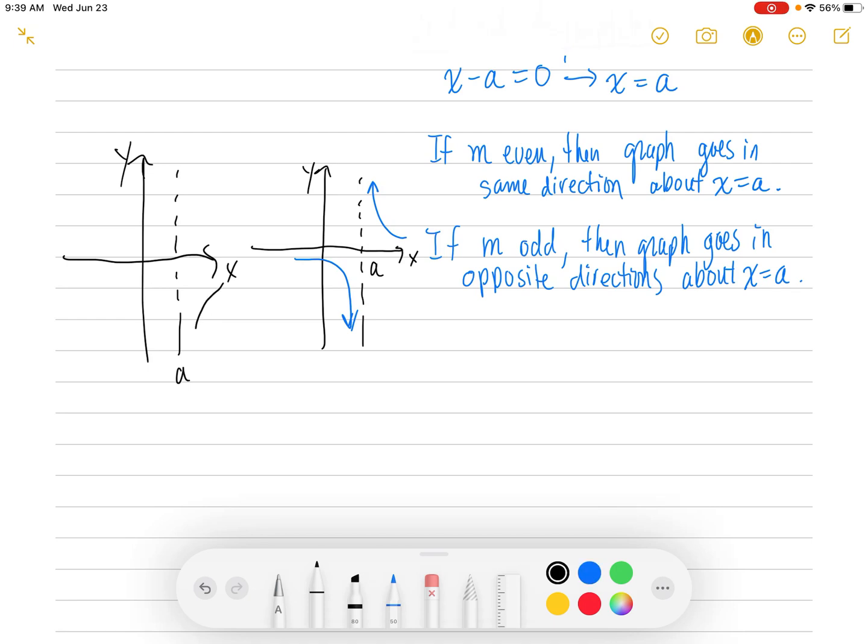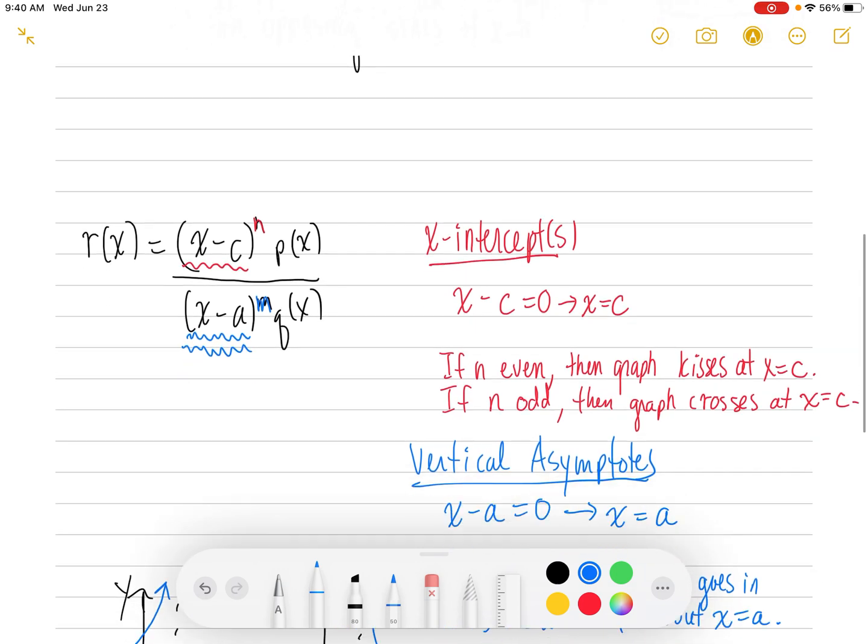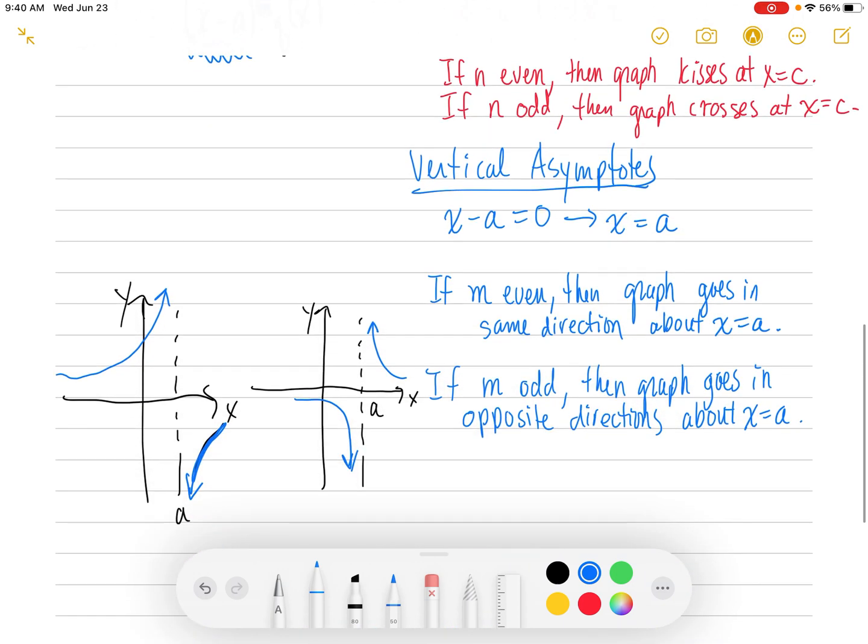Or another situation that's valid could be like this. Here's your vertical asymptote a. And let's say coming from the right towards the vertical asymptote, your graph is heading in a downwards direction. That would mean that coming from the left side, if it's opposite, then I have to be going up. So those are the two things that can occur when you have an odd multiplicity on your vertical asymptote.